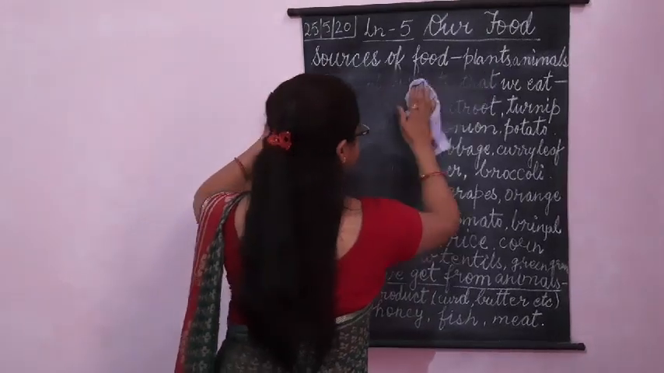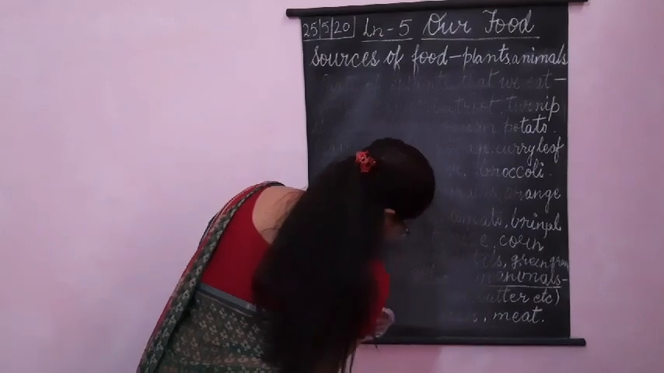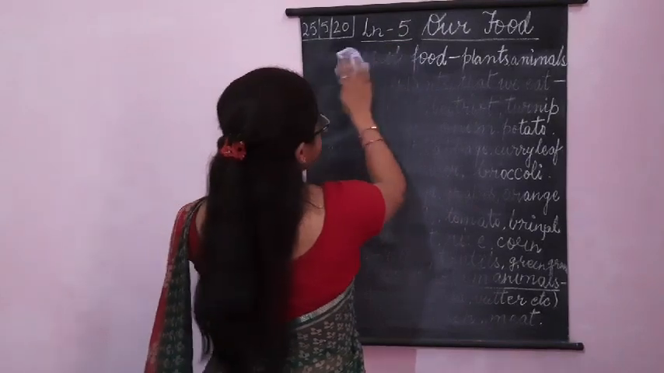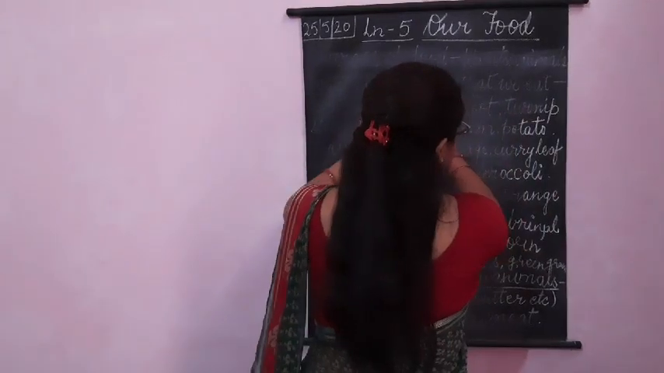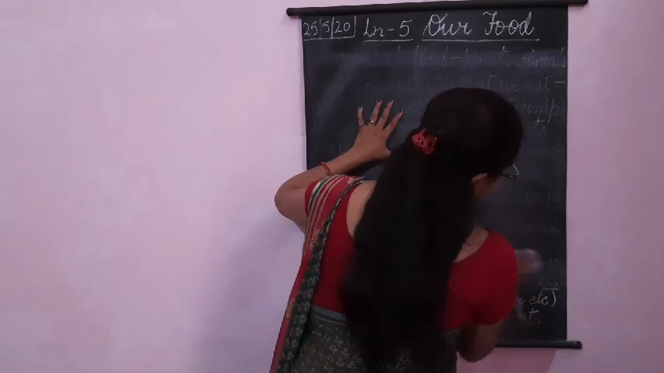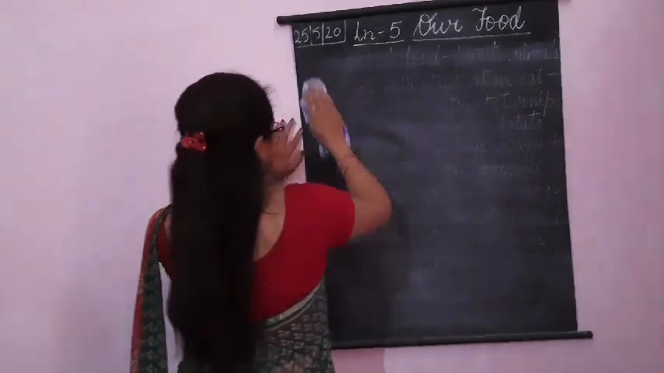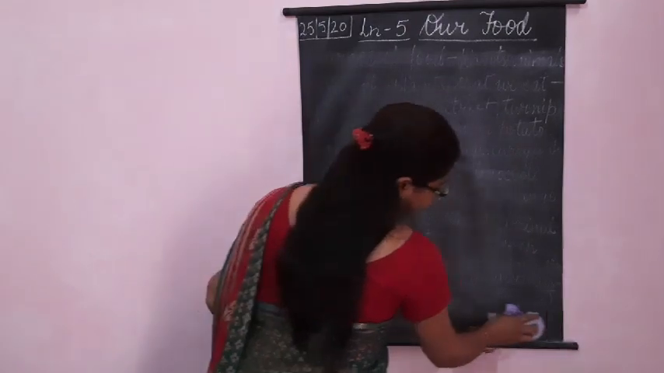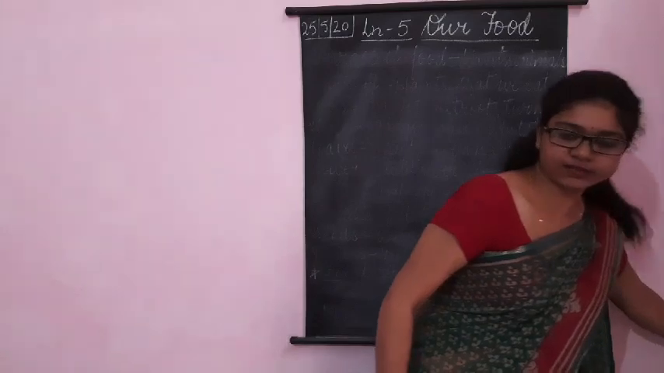How many sources are there? There are two main sources. The first one is plant and the second one is animals. From plants we get many type of seeds, fruits, vegetables, pulses, etc. And from animals we get egg, honey, fish, meat and milk product. Understand?